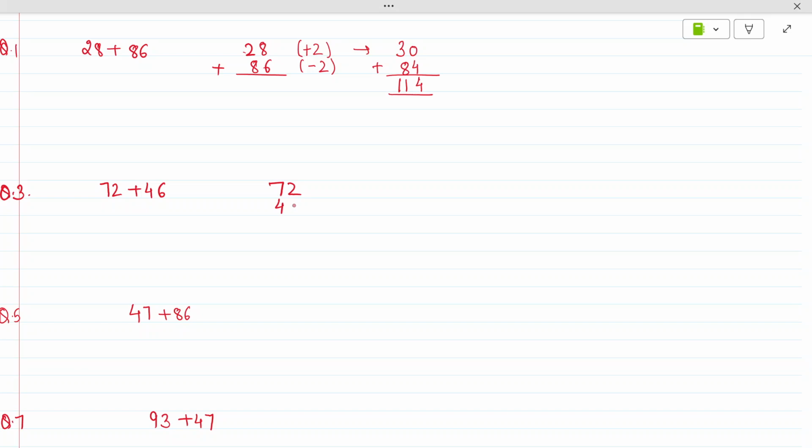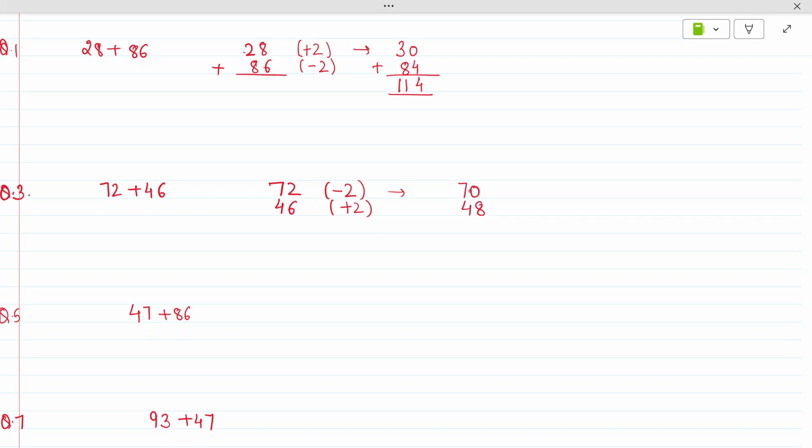Okay. Now let's do the third question, which is 72 plus 46. 72, 46. So kids, here, which number is closer to a multiple of 10? It is 72, because it is closer to 70. So how will we make it 70? By subtracting 2. We will do 72 minus 2 and we will get a multiple of 10, which is 70. Step 2, if I am subtracting from this number, I will have to add the same number to the other number. So 46 plus 2 will give us 48.